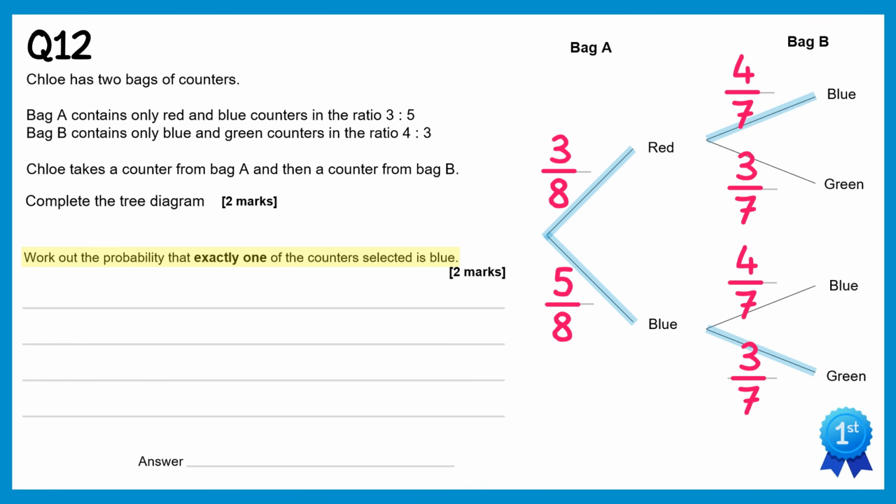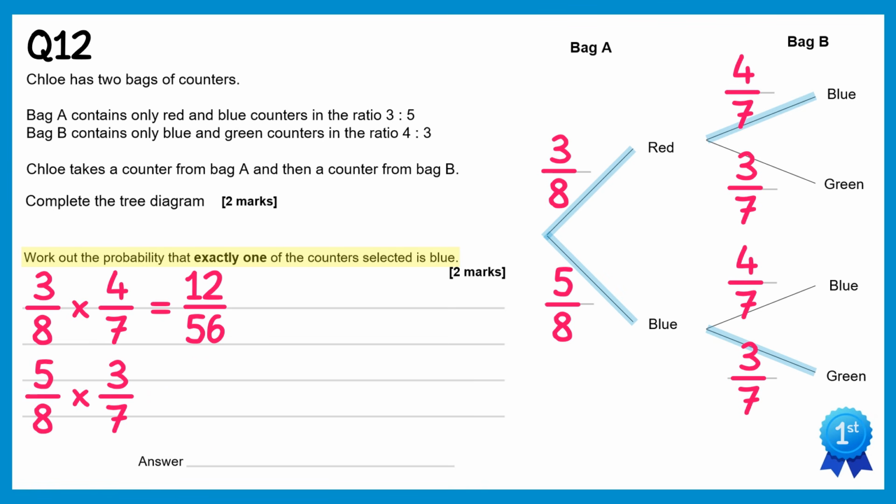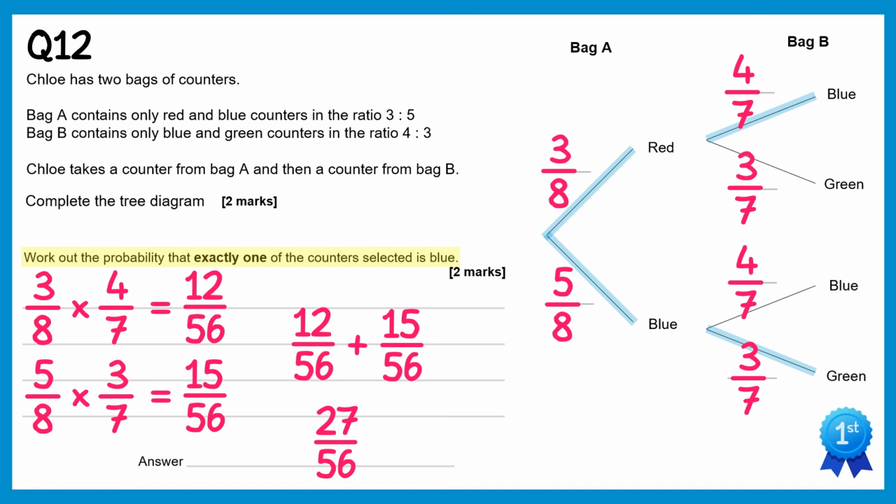So we just need to work out the probabilities of these routes. To do this, you multiply the fractions along the routes you took. So the first route we did was red-blue, so we do 3/8 times 4/7, which gives you 12 over 56. Then we did the bottom route, which was 5/8 times 3/7, which gives you 15 over 56. Then we just add together those two fractions. 12 add 15 is 27, so it's 27 over 56.